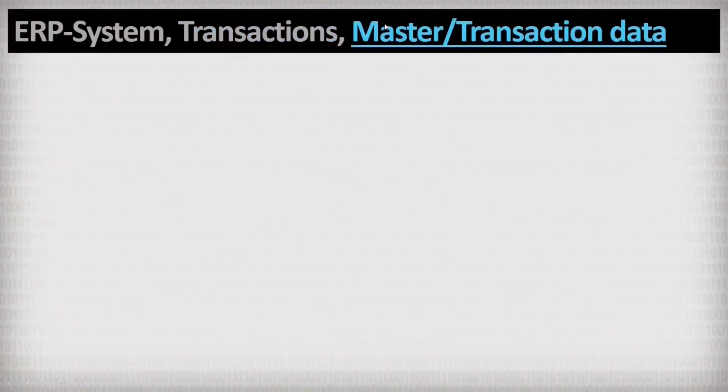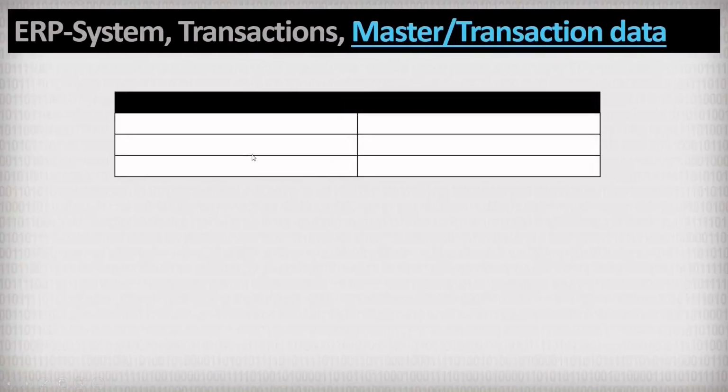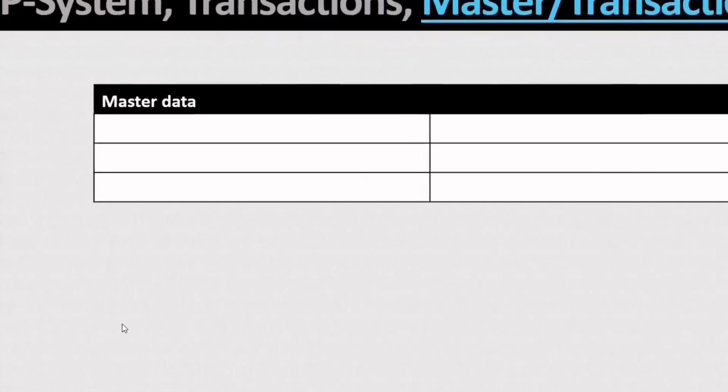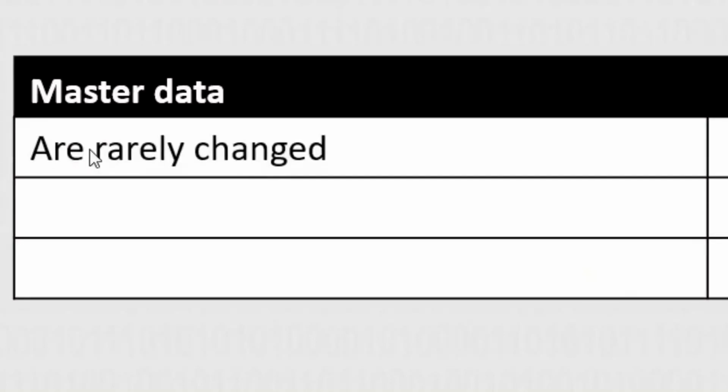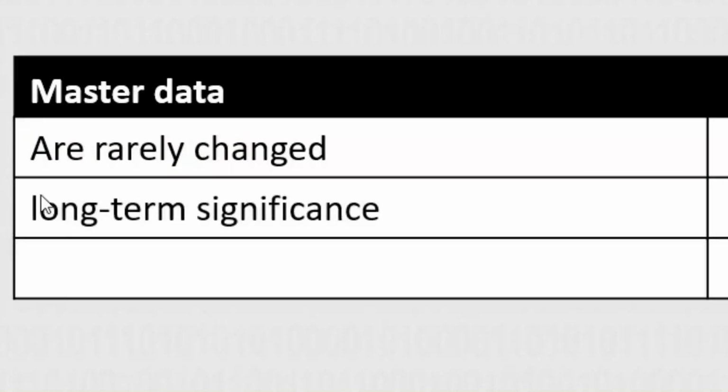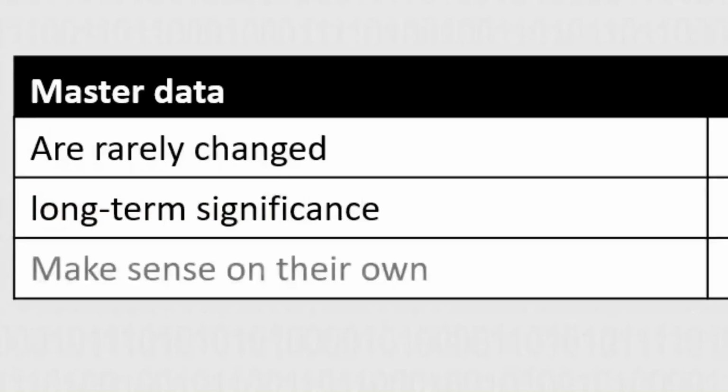Okay, let us continue with the difference between master and transaction data. The material master record is a data record that describes a material, and such a material description changes relatively rarely and is used again and again. If something has to happen to the ballpoint pen, for example, if it is ordered or stored or delivered, such a master data record makes sense without the context of other data.